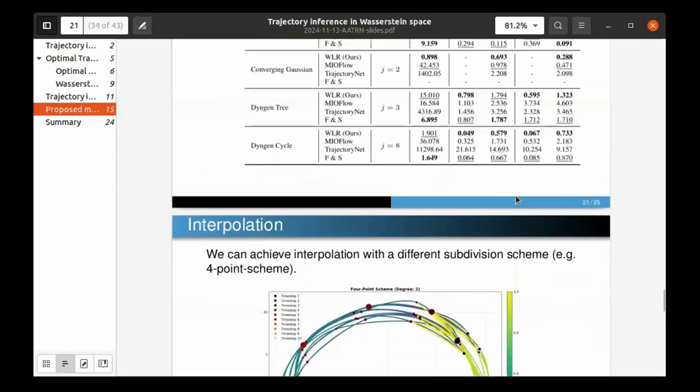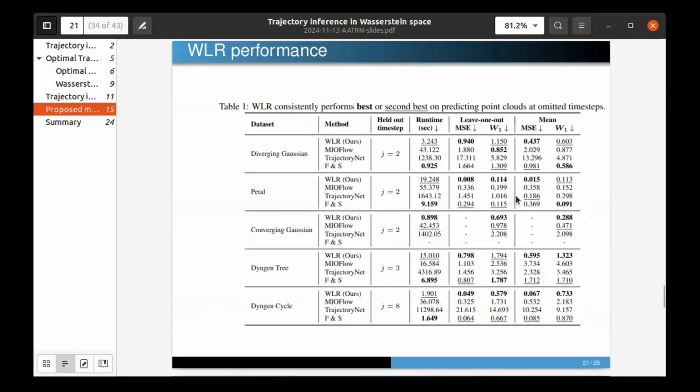So this is the table. We have an extended table, but basically the Dingen tree and the Dingen cycle is cell data, but I think the tree is synthetic and the cycle is not. But we have an extensive section in our paper about trying it on cell data and comparing to all other methods, like neural net methods and other spline methods, and so on.